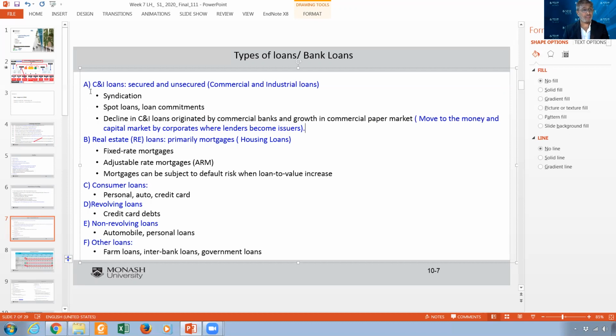This is for the commercial and industrial loans, which can decline through disintermediation as borrowers seek the capital and money market. Then we have real estate, which represents 70% to 80%. We have the real estate loans, which are the housing loans. They can be fixed mortgages or adjustable rate mortgages, and mortgages can be subject to default risk when the loan to value ratio increases.